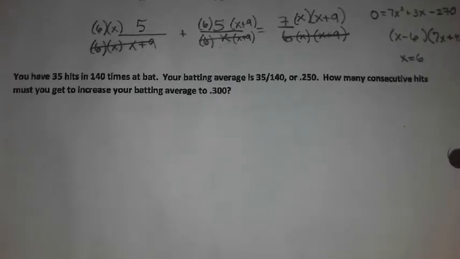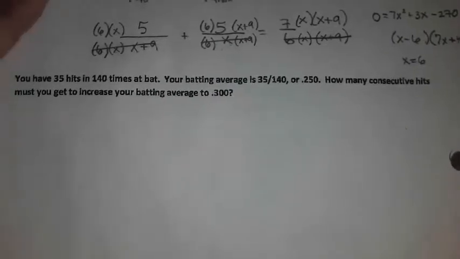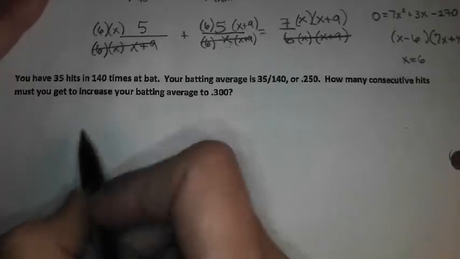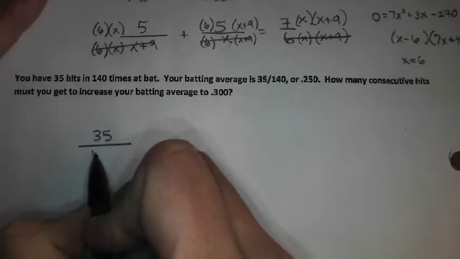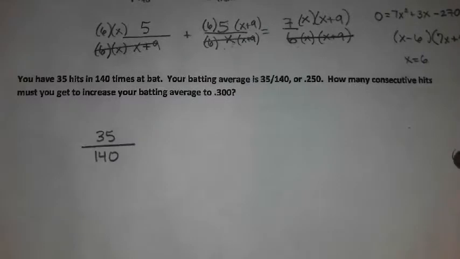Last one here. You have 35 hits and 140 times at bat. So right now, your batting average is 35 hits out of 140. That's your current batting average. Comes out to 250, this tells us. If I divided that, I'd see 0.25.